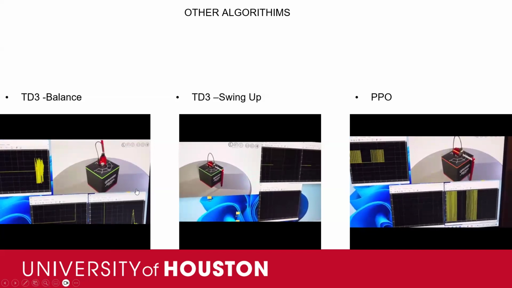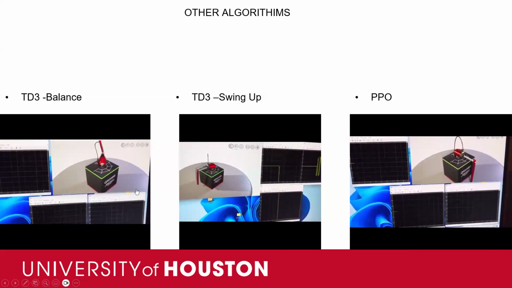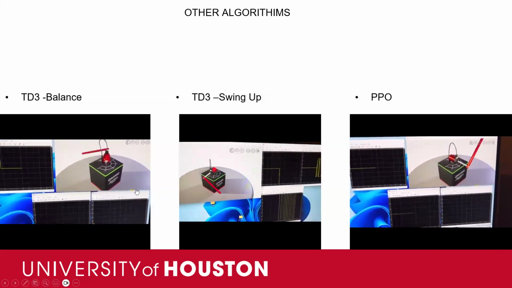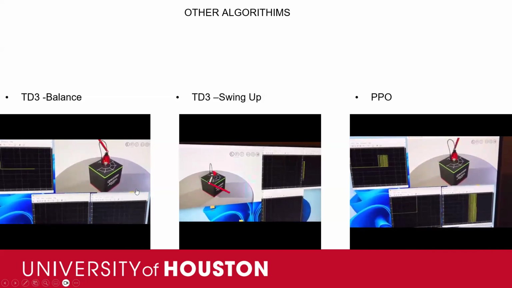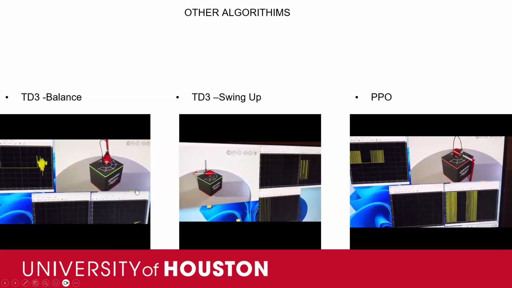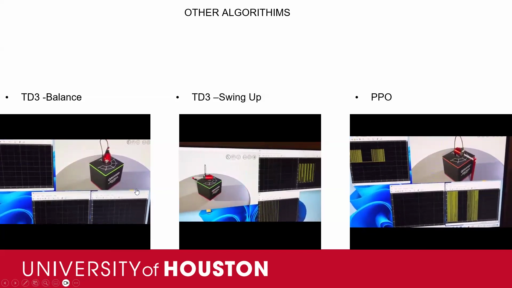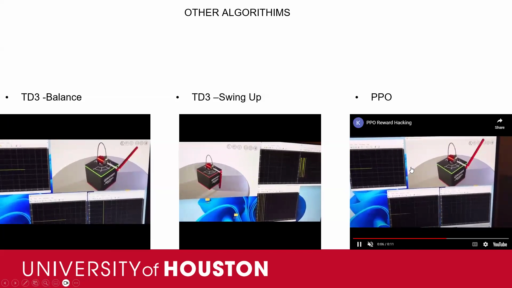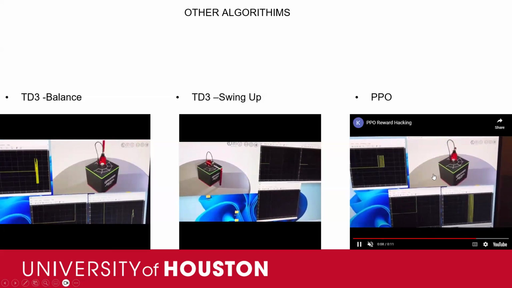TD3 swing up: you kind of see some of the same behavior as the DDPG algorithm that failed because it was initialized in the envelope. But you also see some of that reward hack behavior where it's trying to go to the edge of the boundary to accomplish a swing up. What's really interesting at the very end is the PPO.